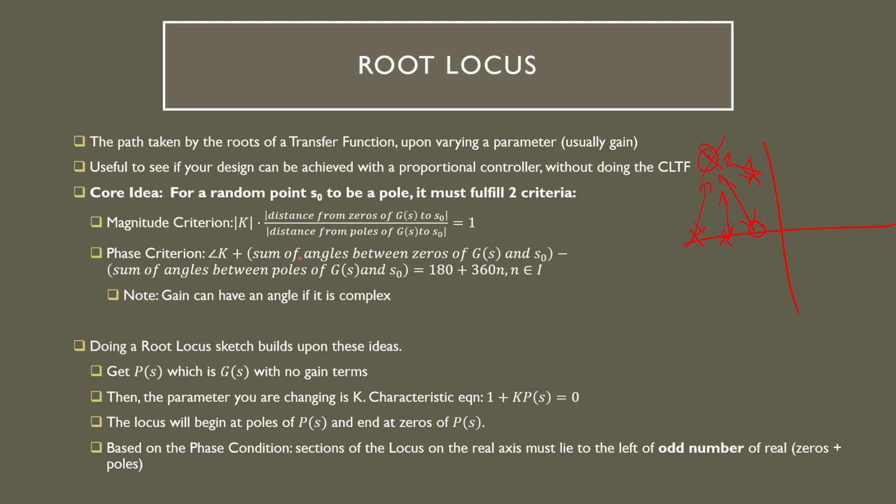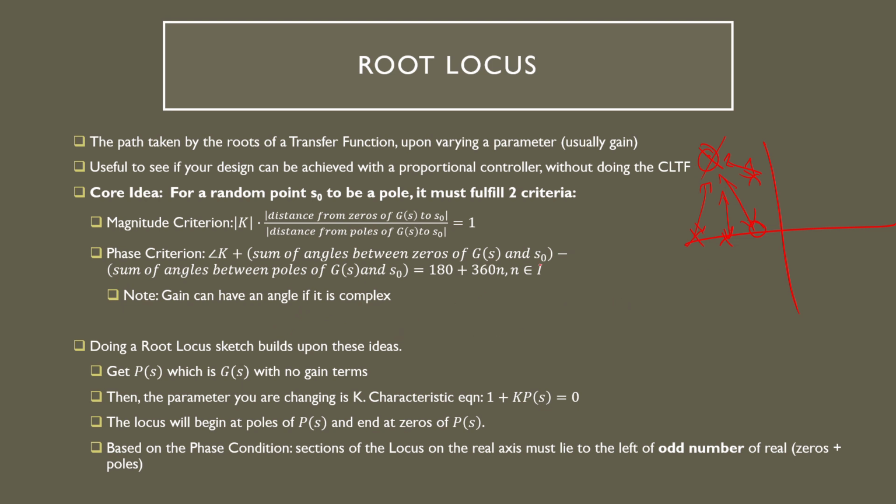The phase criterion is the sum of angles between zeros of G of s and the sum of angles of the poles, and then the angle of K, since gain can have an angle. This must fulfill the criterion 180 plus 360n, where n is an integer. So if you get a number bigger than 360, you can just simplify it down to be modulo 360.